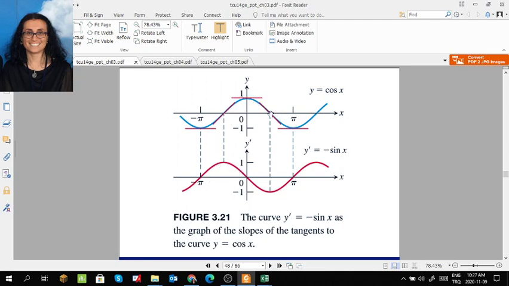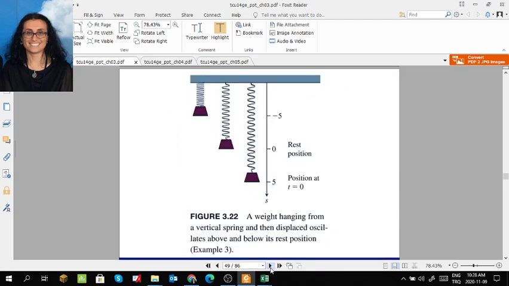If the slopes are negative, then in such an interval 0 to pi, you expect that the derivative is going to take negative values. So that's how you should pay attention to how to draw that.